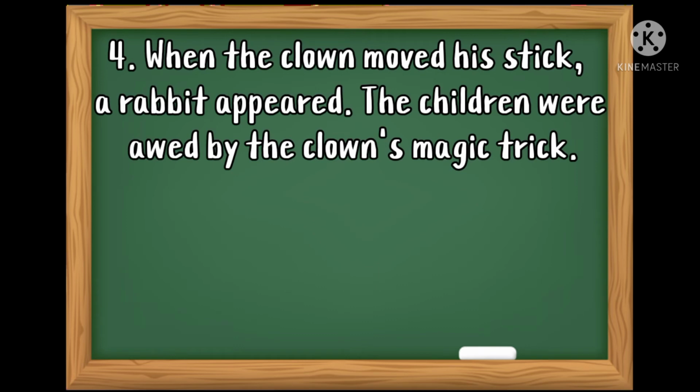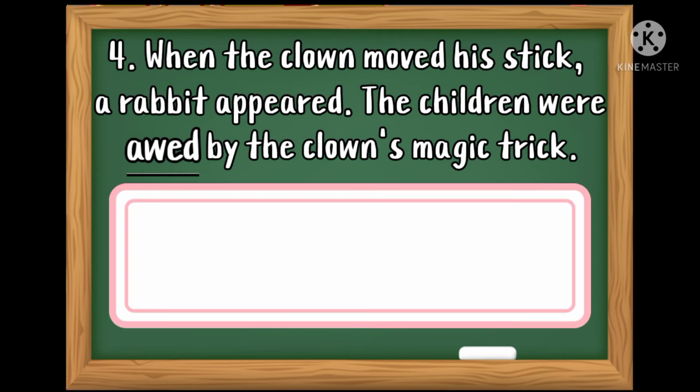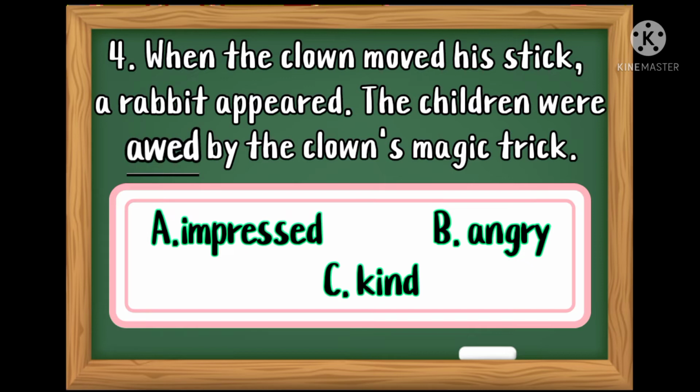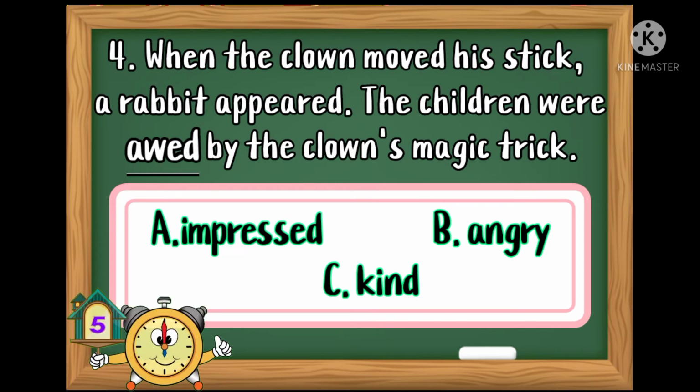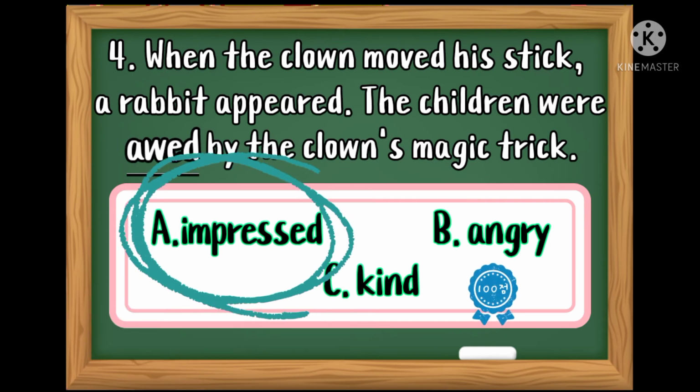Question number 4. When the clown moved his stick, a rabbit appeared. The children were awed by the clown's magic trick. A. Impressed. B. Angry. C. Kind. What do you think is the answer? Fantastic! The answer is letter A, impressed. The word clue is magic trick. It is an exemplification clue.